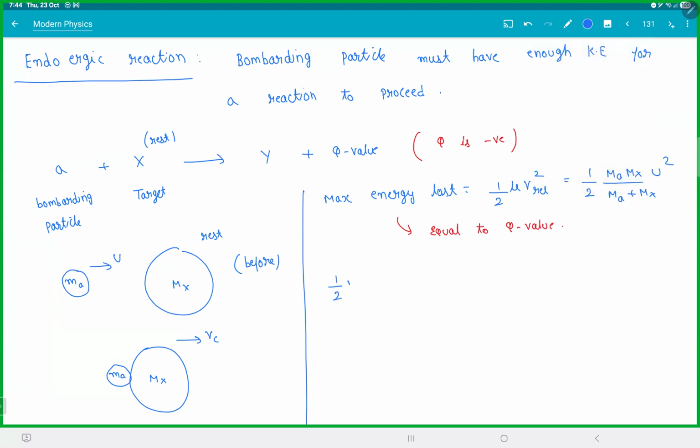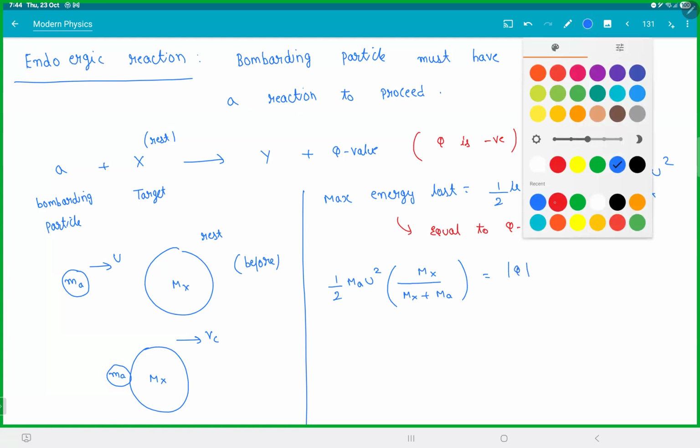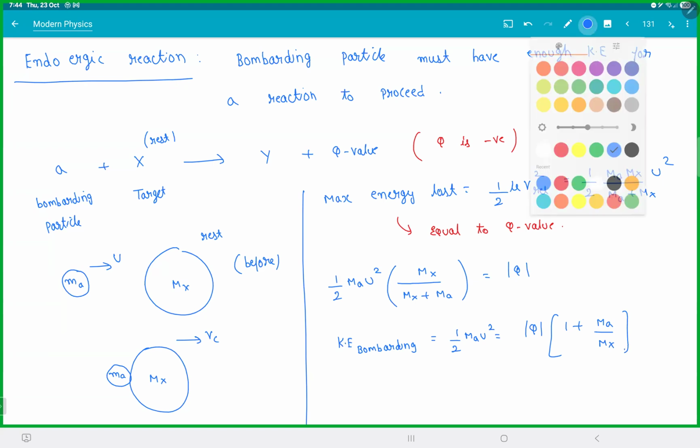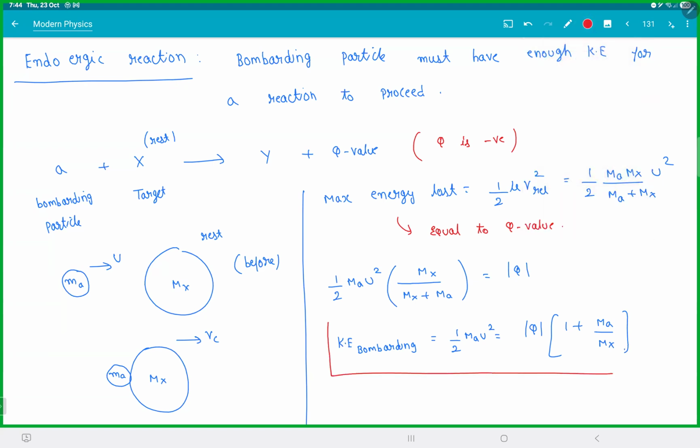So from here, we can write this as half ma u square times mx by (mx plus ma) is equal to Q value mod, because it's a negative thing. And this half ma u square is the kinetic energy of the bombarding particle. This becomes Q value times (1 plus ma by mx). So if the Q value is 100 MeV, you can't give 100. You have to give more than 100 for the reaction to proceed.